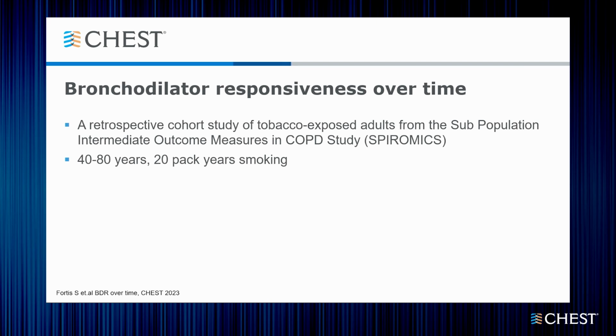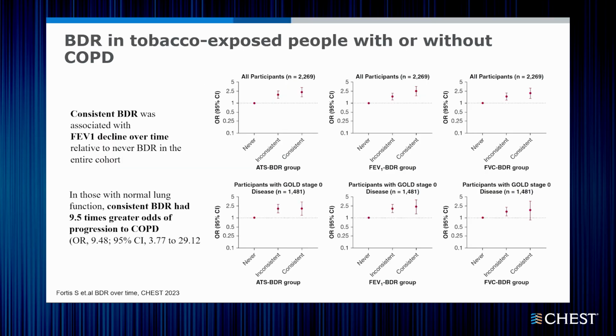In terms of looking at bronchodilator responsiveness over time, this was a subset of patients from SPIROMICS, aged 40 to 80 years with a 20-pack-year smoking history. There were almost 2,300 patients. They studied whether there was never bronchodilator response, inconsistent bronchodilator response, or consistent.